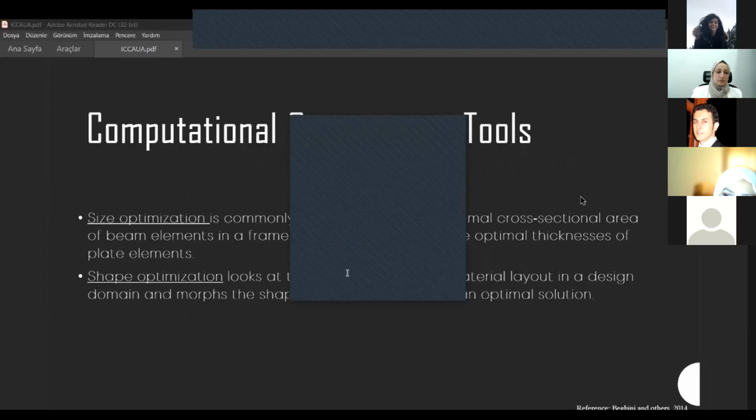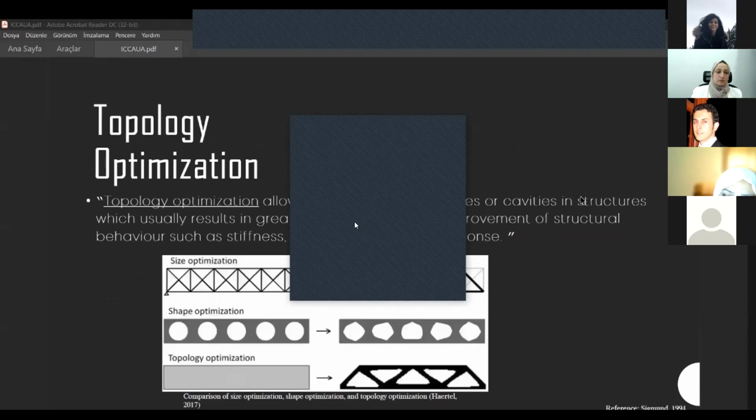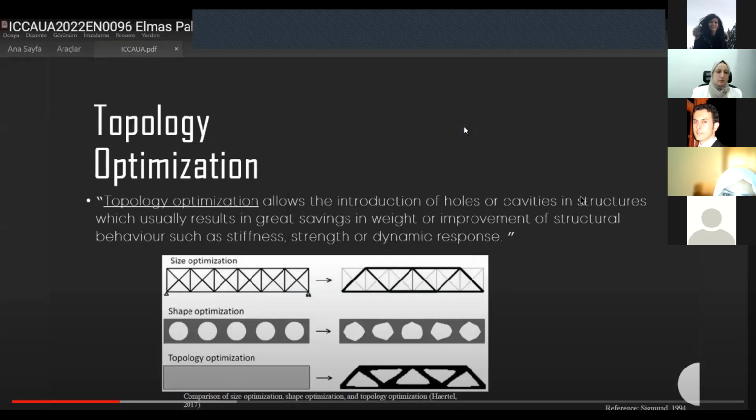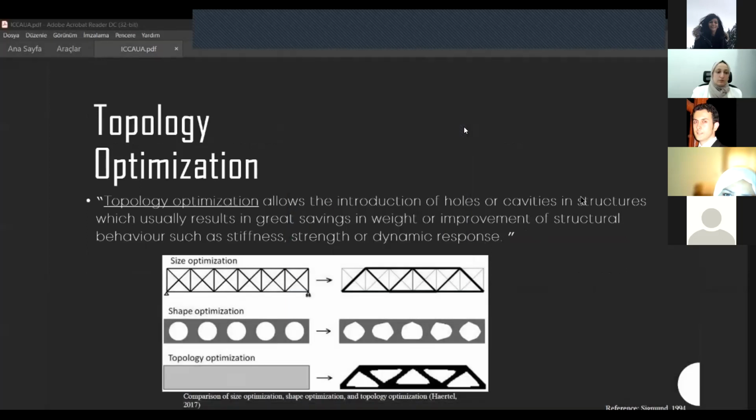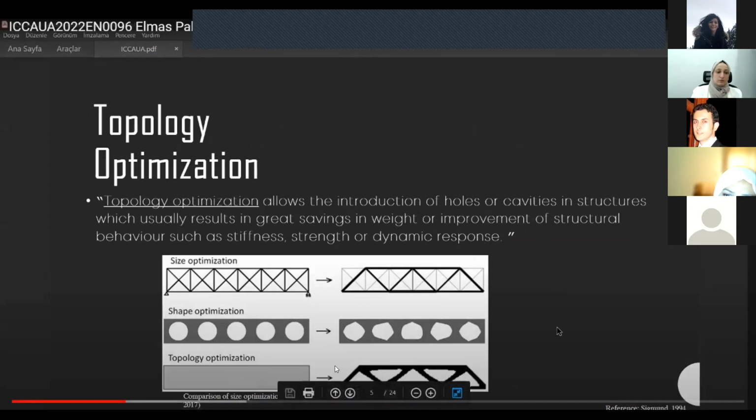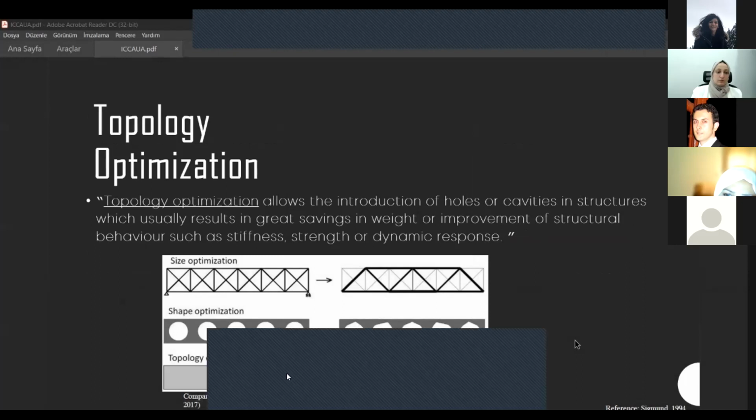Shape optimization looks at the shape of the initial material layout in a design domain and morphs the shape boundaries to obtain an optimal solution. The third is topology optimization. Topology optimization is a method for increasing the durability and stability of the structure by reducing material and weight. As seen in the figure here, changes in the cross-sectional area, which are generally used in truss systems, is size optimization.